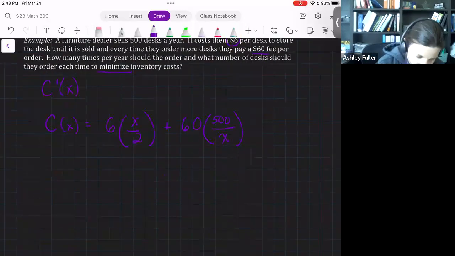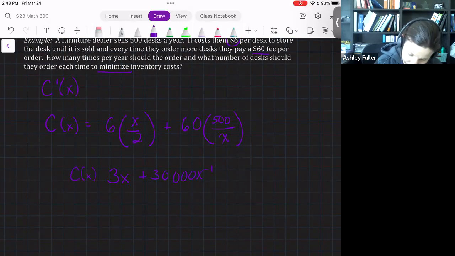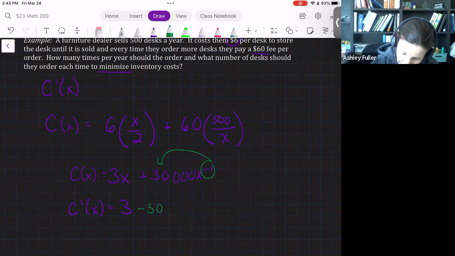So when we multiply this out, we end up with the cost function is 3x plus 30,000, and I'm going to go ahead and bring that up, x to the negative 1. This is our cost function. We want to minimize our inventory cost. So I'm going to take the first derivative, which leaves me with 3. This negative 1 gets brought up front, minus 30,000 x to the negative 2.